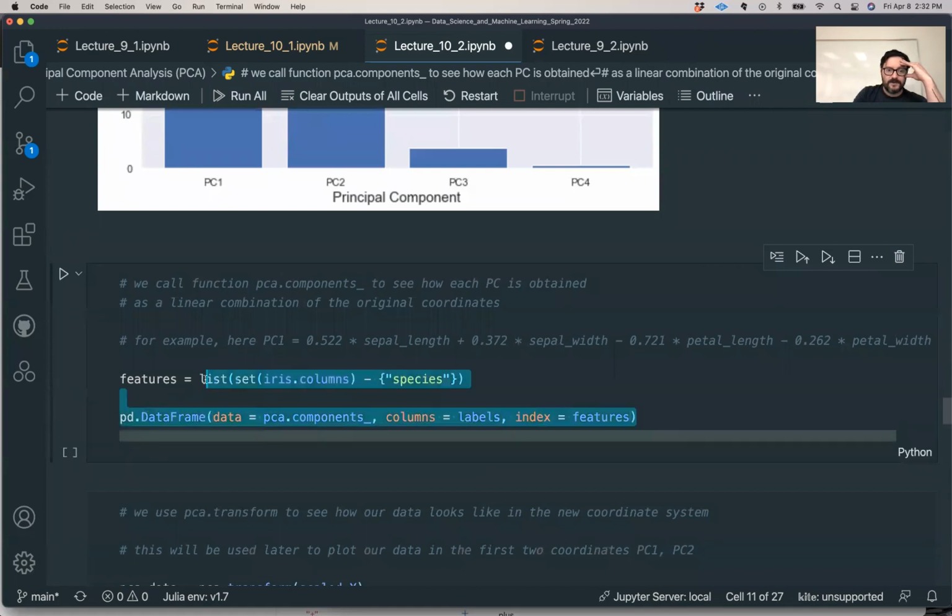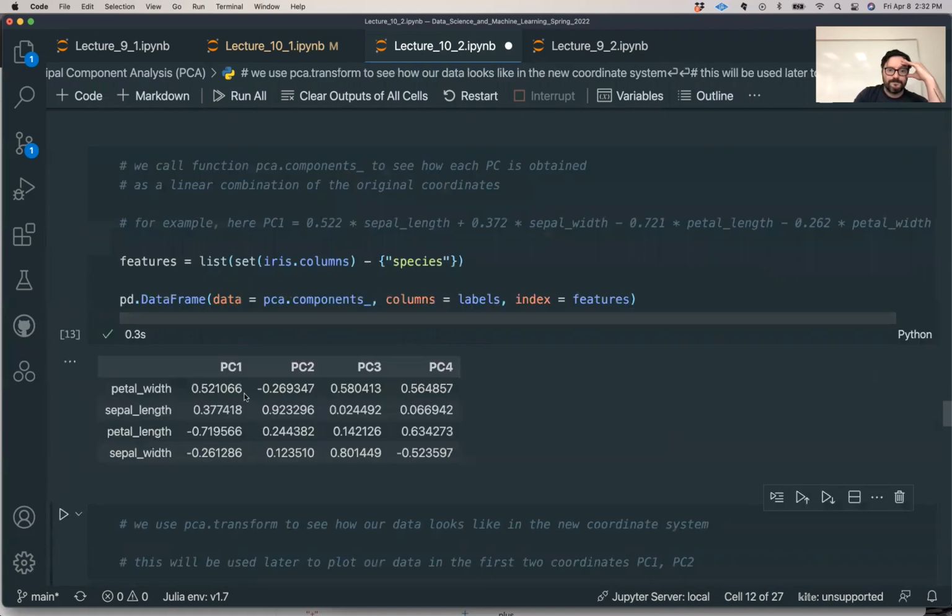Okay, this will give us a nice visualization. I just get the feature names from the iris set, and then I make a data frame. So these are the components here. In this case, PC1 is equal to 0.52 times the sepal length plus 0.37 times sepal width minus 0.71 times petal length. So each of these PCs is a linear combination of these values here. And that is high, right? They're all pretty much high here on petal width.